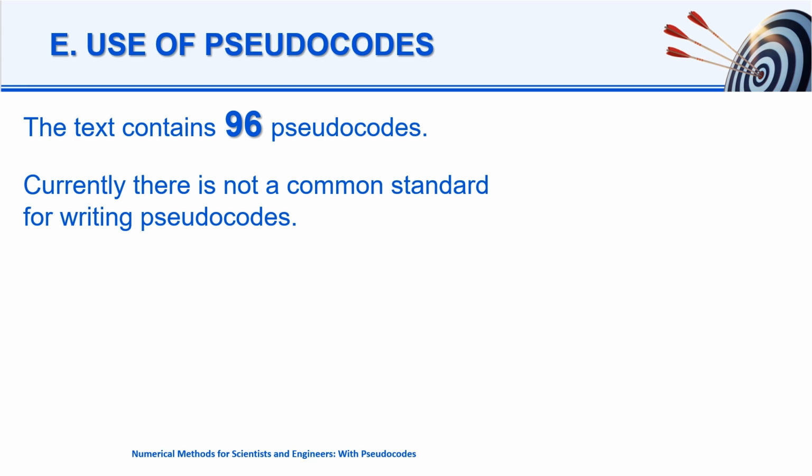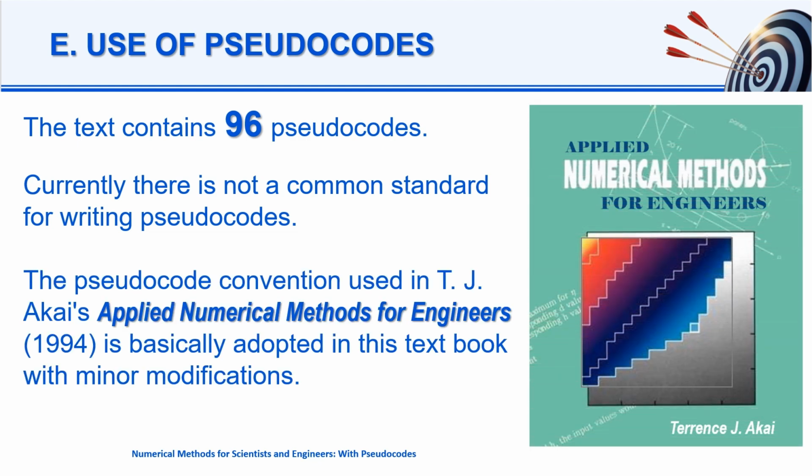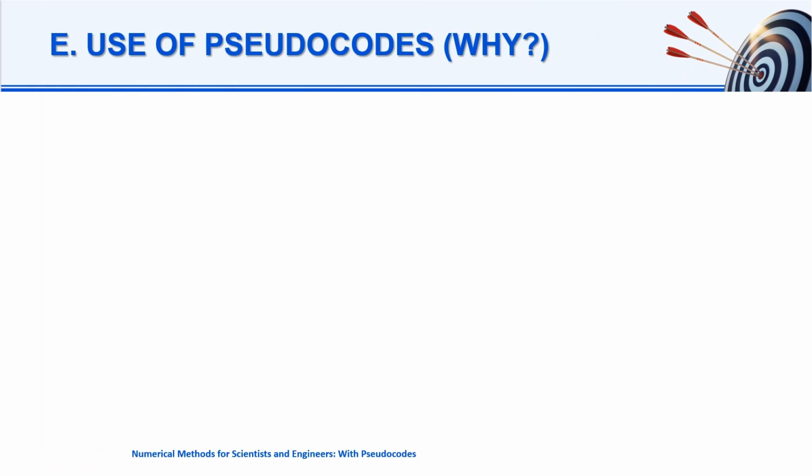Currently, there is not a common standard for writing pseudocodes. With minor changes, this textbook adopts the pseudocode convention from Terence Akai's textbook Applied Numerical Methods for Engineers, which has been observed through experience, in the classroom, to be effective for teaching algorithms and programming to beginner and pre-intermediate level students. Most algorithms covered in the text are presented as self-contained pseudomodules that can be converted into any programming language and used with any program.